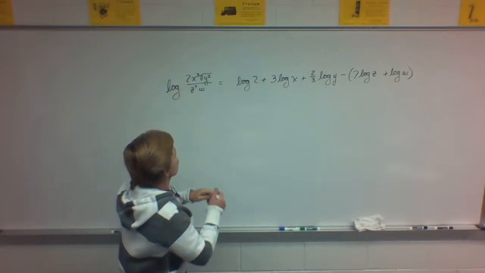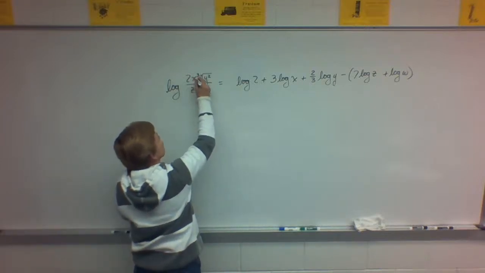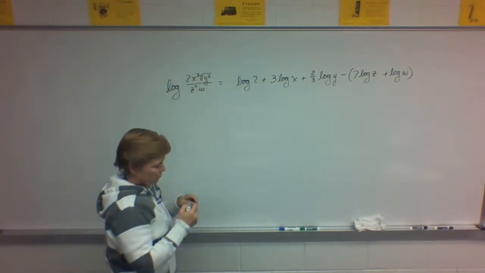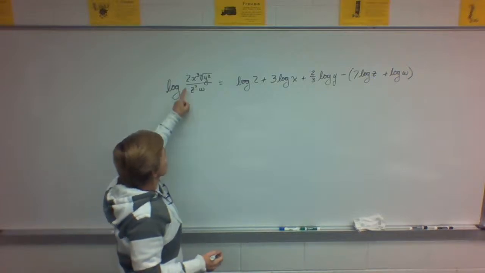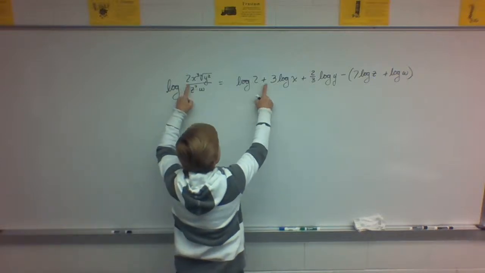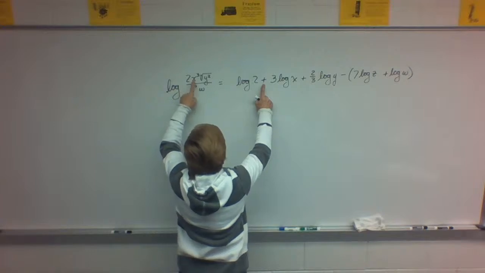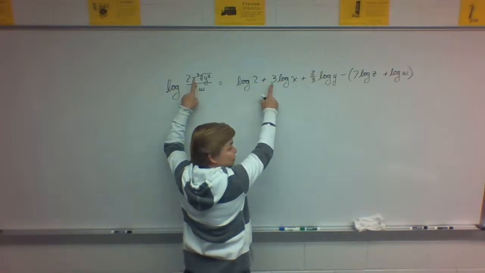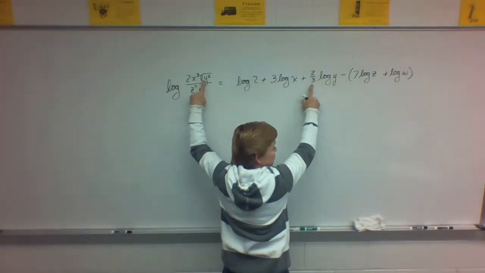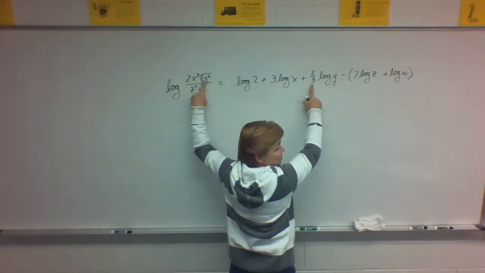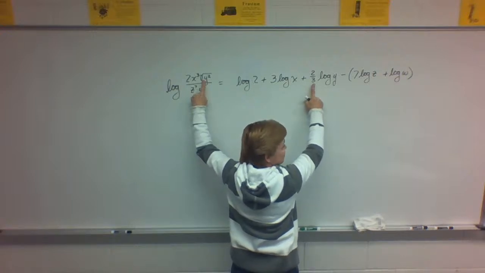First of all, notice that I've got a product here and there. Those all turned into plus signs when you write another log. So it's a log of 2, that's your first one, plus, because it's a product. And this is x to the third, so the exponent comes around front, using that other property: 3 log of x. This is actually y to the 2/3, so the 2/3 comes around front.